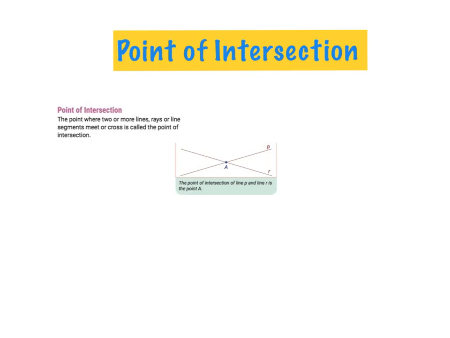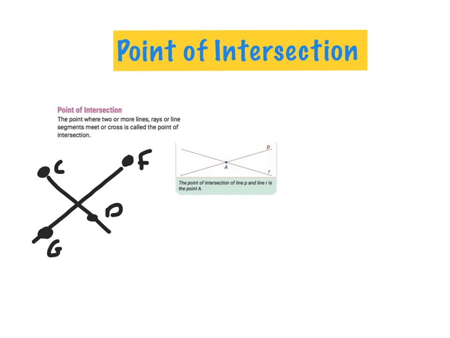Okay, if we had, let's say, a ray, so that's C and that's D, and then we had another ray up here, that's F, we'll say that is G. This point here will be the point of intersection. We could call that A, or whatever you want to call it, okay? So it's basically the point where two or more lines, rays, or line segments cross each other, okay?